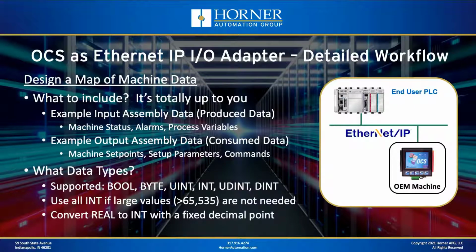Now, for the data you're going to produce, okay, so this is output data from your machine. You're producing this data. Now, that's considered input assembly data from an Ethernet IP standpoint, because from an Ethernet IP standpoint, the data is always looked at from the perspective of the scanner or the PLC. So your produced data is input assembly data to the PLC. And that can be information such as machine status, alarm information, process variables like temperatures and pressures, those sorts of things.